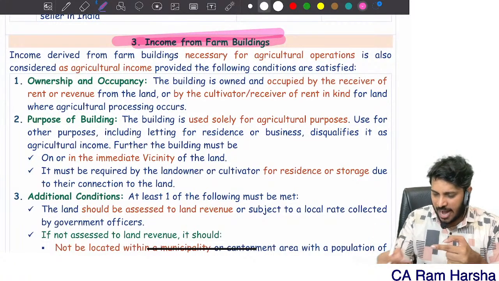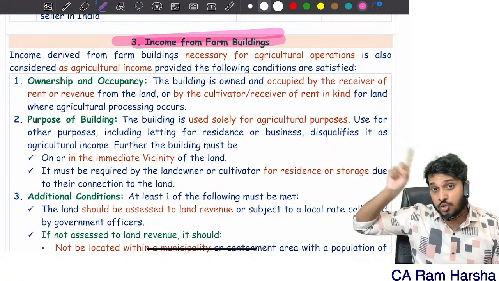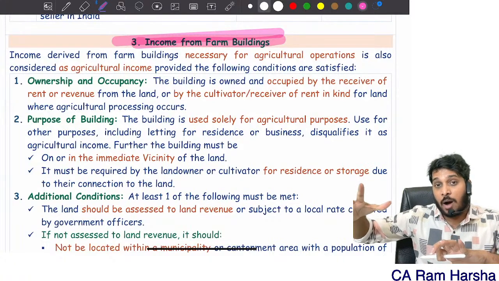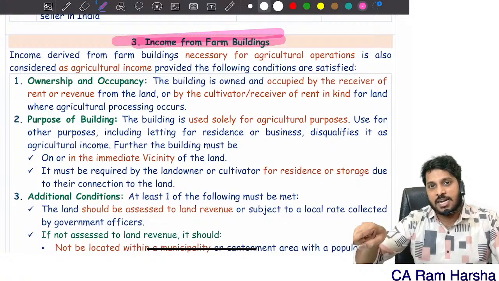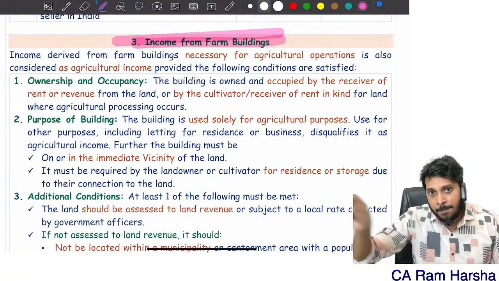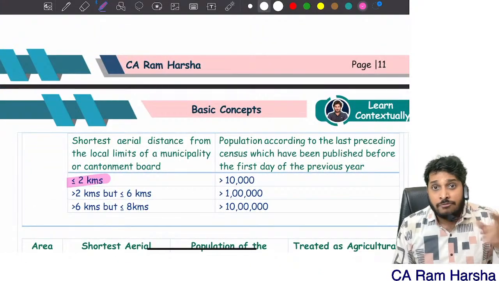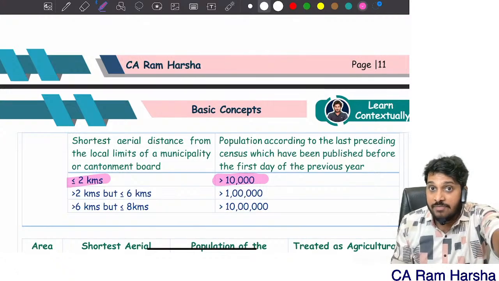Local authority tax, land tax should have been paid. Suppose land tax is not paid, then the land should be situated in a rural area. Rural area means what? It is an area where the population is less than 10,000. Very simple. It is situated in one area where the population is less than 10,000. Suppose it is there in one area or outside the area, within 2 kilometers. Suppose it is there within 2 kilometers, from which area? From a particular town where the population is more than 10,000.